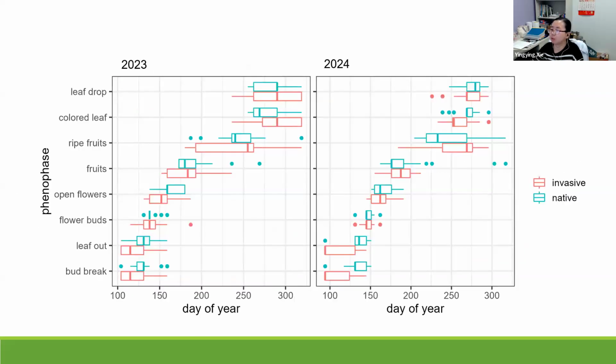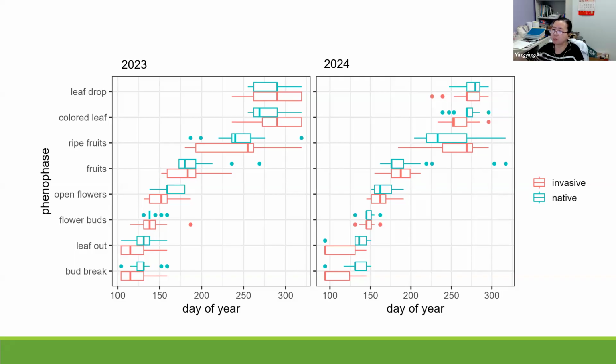Let's move on to this. Here I just list all 8 phenophases, so let me walk you through those 2 panels. Here's a general summarized phenology between native and invasive across 2 years and across all 8 phenophases. Again, the x-axis is time, day of year. The y-axis lists the 8 phenophases. The order shows the sequence from bottom to top, where they usually start from bud break, leaf out, flower buds, open flowers.